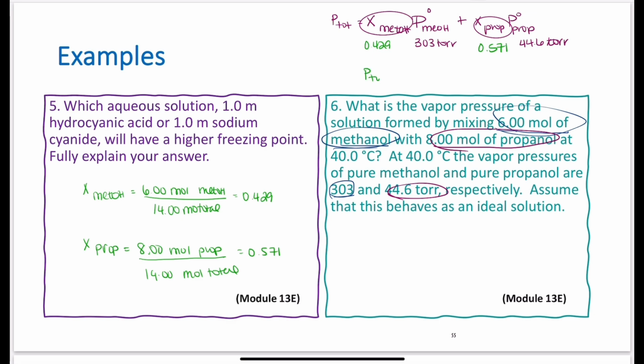Multiply them together, and my total pressure here is 155 torr. So hopefully that seems pretty straightforward to you guys. It's very similar to what you guys learned in Chem 1 under the gas laws chapter.